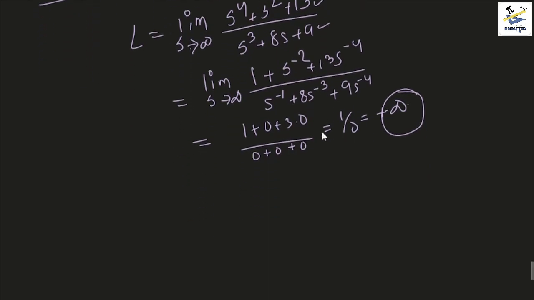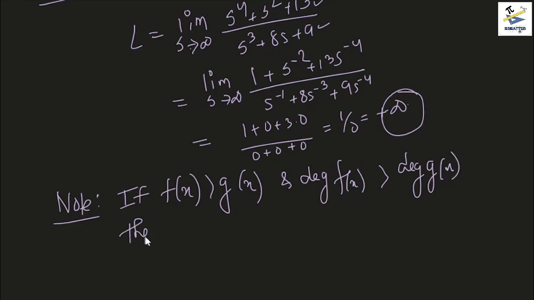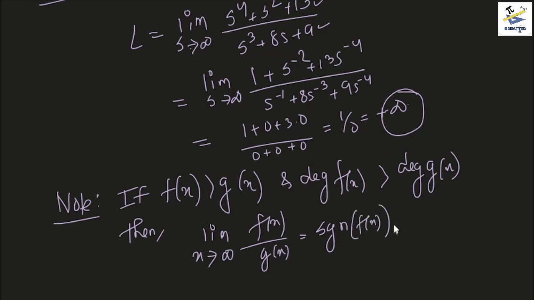So whenever you have something like this, I'll just write it as a thumb rule here. If the degree of f(x) is greater than the degree of g(x), then the limit as x tends to infinity of f(x) by g(x) would be equal to the sign of f(x) into infinity. So if it's a negative polynomial, it would be minus infinity. If it's a positive polynomial with the leading term being positive, it would be a positive infinity. But in other words, in all the cases, it would be infinity.